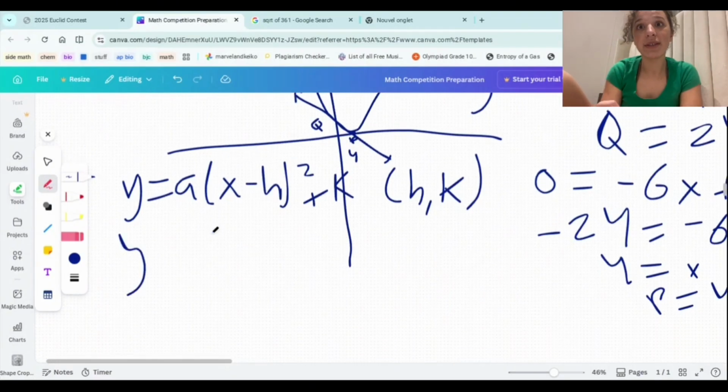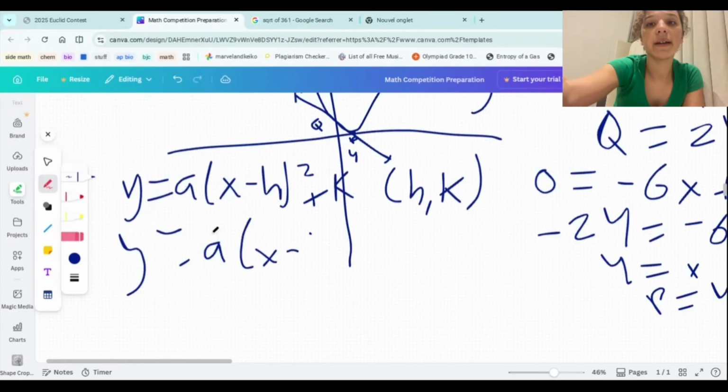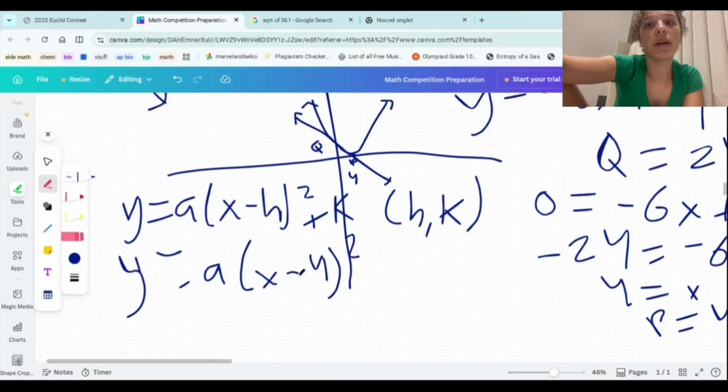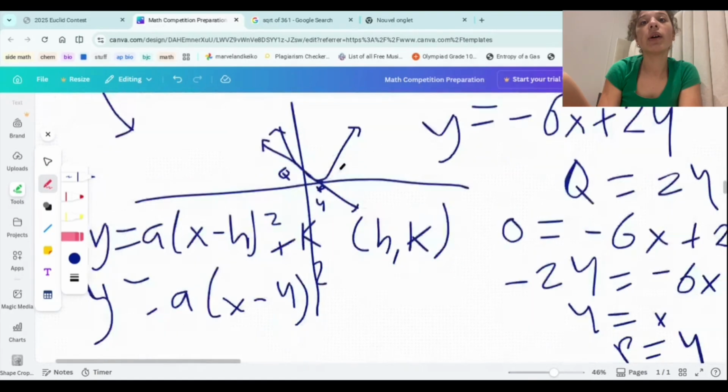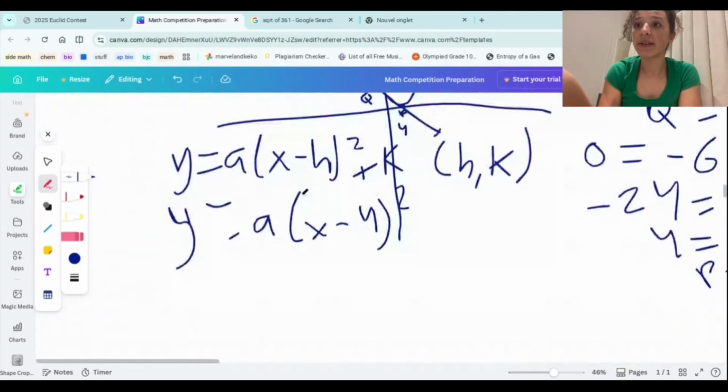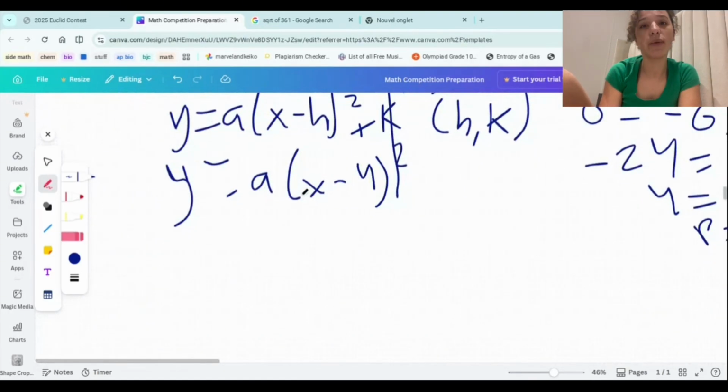The coordinates of this vertex is (4, 0), so I'll just sub that in. y is equal to a(x minus 4) squared, and k is just 0. But now what do I do with my a? Well, I know the y-intercept. It was 24. So when x is 0, y is equal to 24.